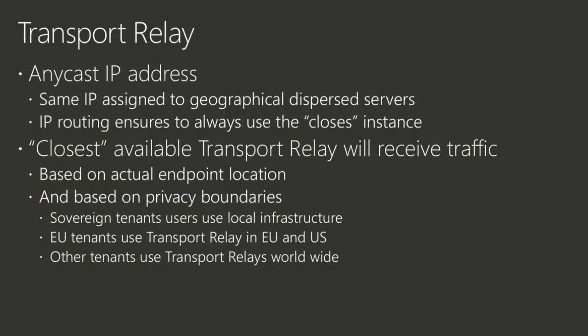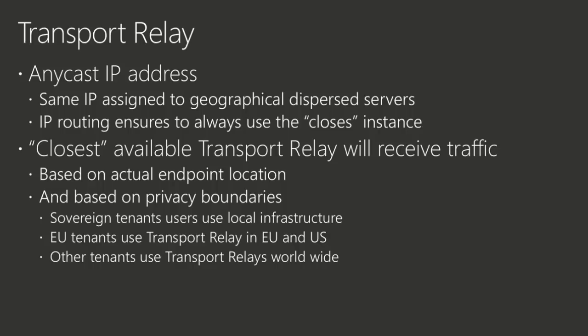A little bit more background on the transport relay. The transport relay uses this Anycast IP address. That means there's one IP address that's assigned to all these servers that are all over the world. And there's IP routing that ensures that always the closest instance is used. Well, obviously, this is not necessarily the closest one geographically, but in terms of routing, the least hops that you need, that's where you will be routed to.